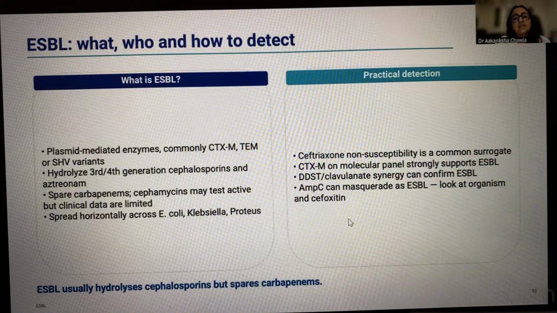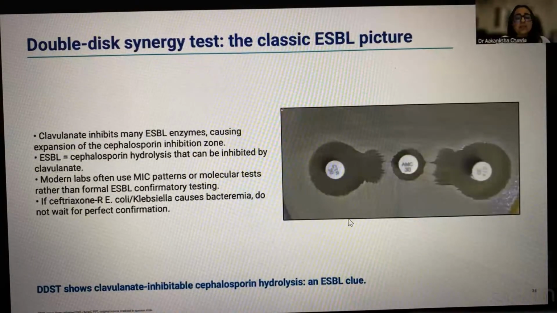Double disc synergy tests, that is your clavulanate synergy, can confirm ESBL, and AmpC can masquerade as an ESBL. So you have to look at the organism and cefoxitin. Let us understand this, beginning with the double disc synergy test.